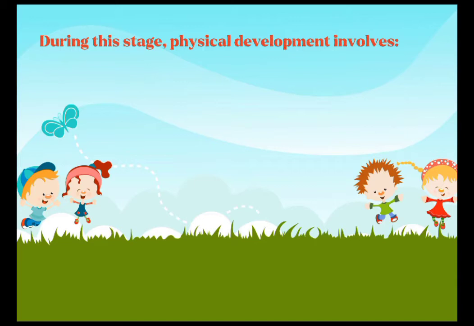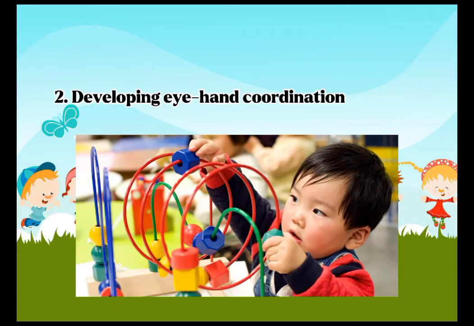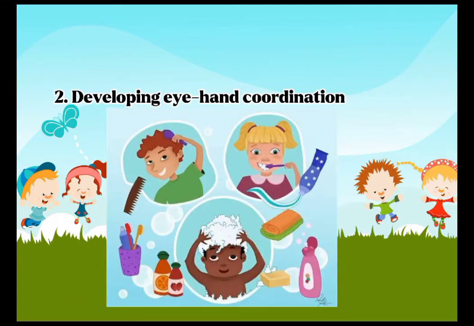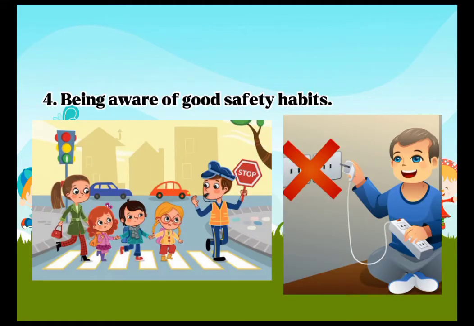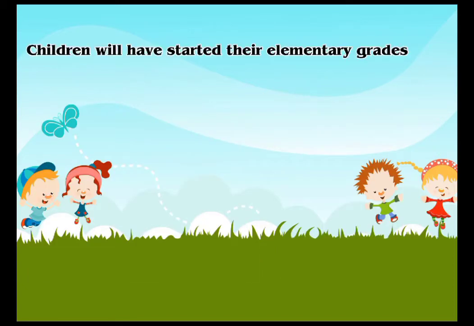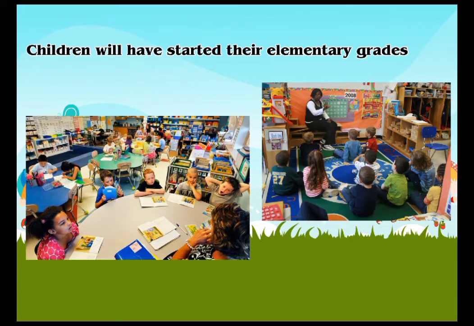During this stage, physical development involves having good muscle control and coordination, developing eye-hand coordination, having good personal hygiene, and being aware of good safety habits. In this developmental stage, children will have started their elementary grades, especially in grades 1 to 3.